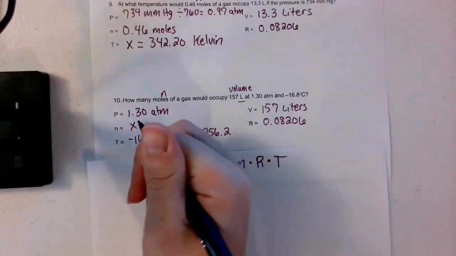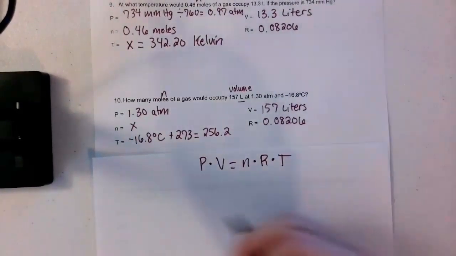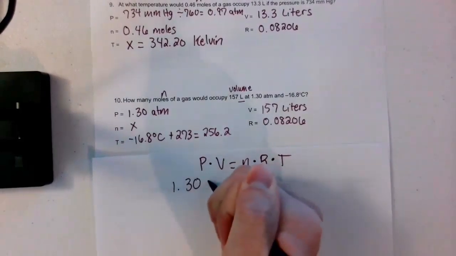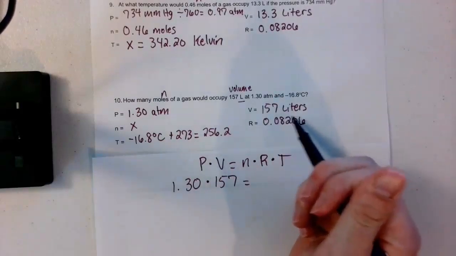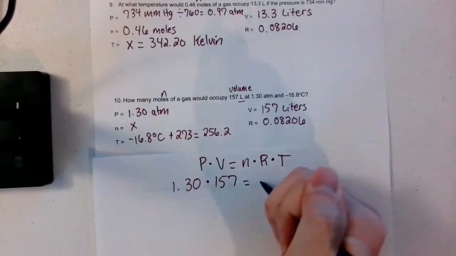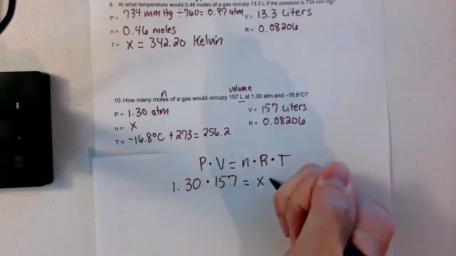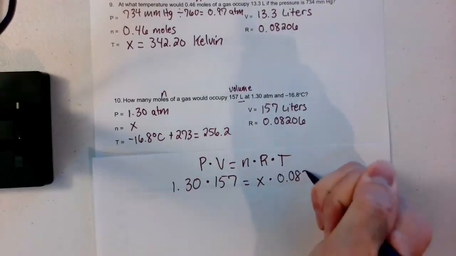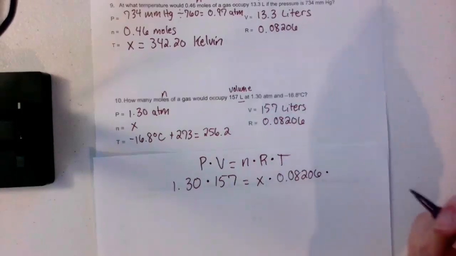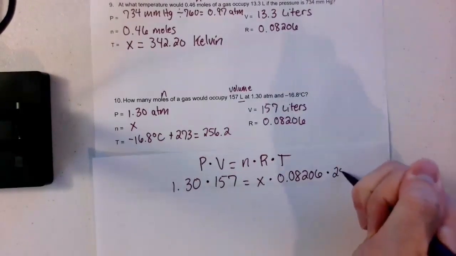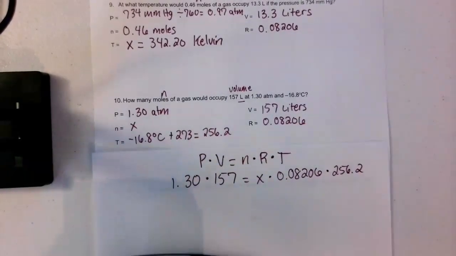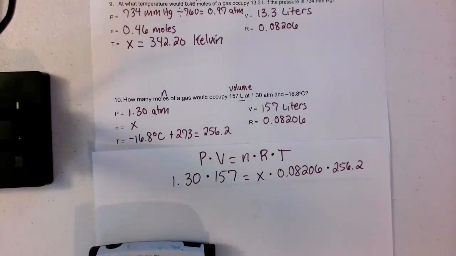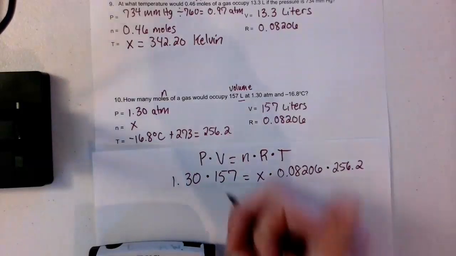So the P here is going to be 1.30 atm, or atmospheres. So 1.30 times the volume, which is 157. I just pulled that from here, the liters. The N is going to be X times the R, which is 0.08206, times the temperature in Kelvin, which is going to be 256.2.